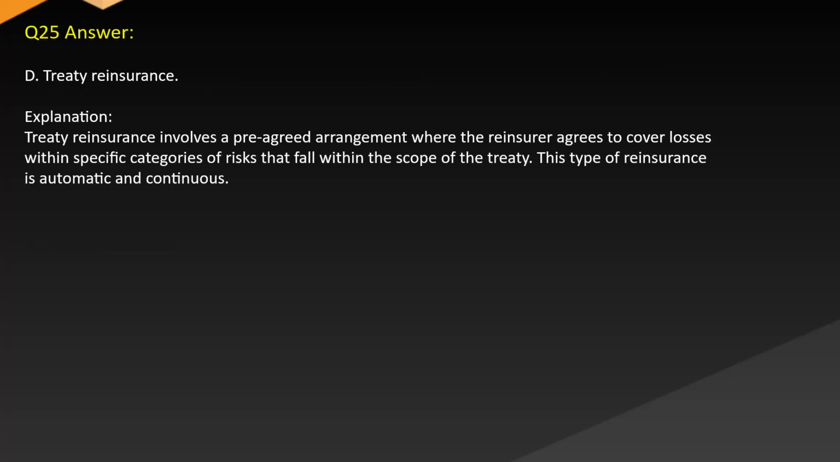Answer: D. Treaty reinsurance. Explanation: treaty reinsurance involves a pre-agreed arrangement where a reinsurer agrees to cover losses within specific categories of risks that fall within the scope of the treaty. This type of reinsurance is automatic and continuous.